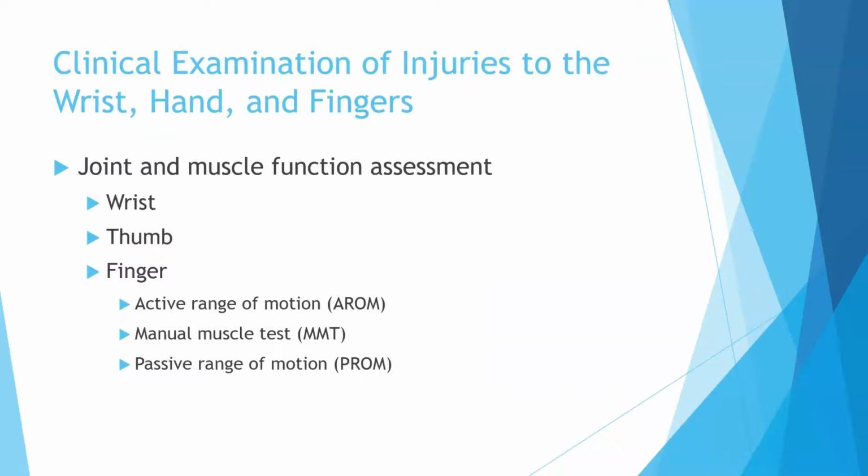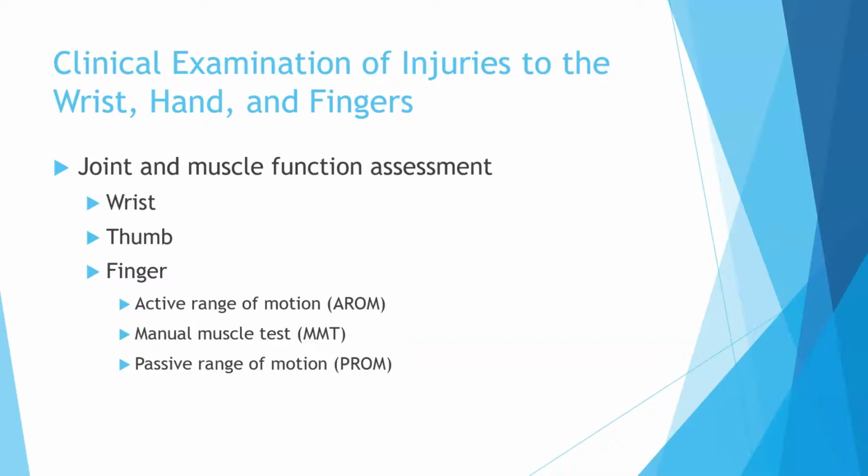Okay, looking at the joint and muscle function. So with the wrist, we've got flexion and extension and radial and ulnar deviation. With the thumb, this is what makes us unique, having opposable thumbs to be able to write and whatnot, but the thumb can flex, extend, abduct, and adduct, and then almost circumduct. And the fingers, all the fingers, is really flexion and extension.